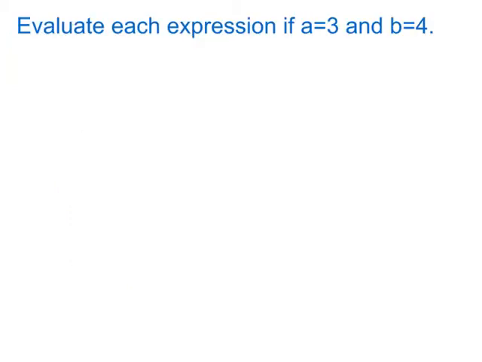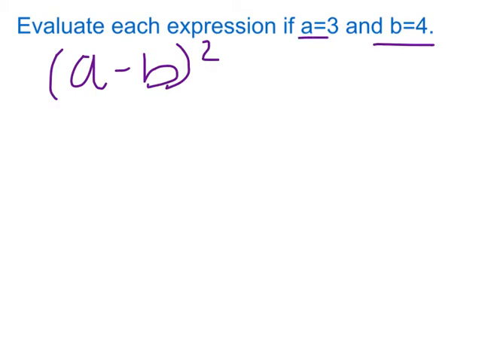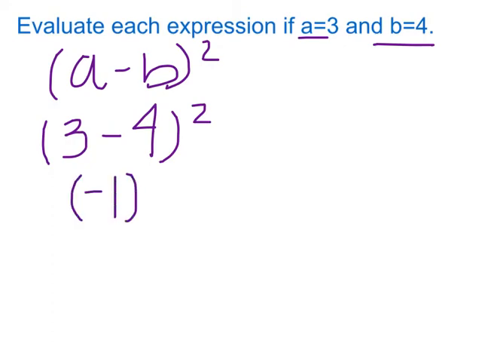One more example. We want to evaluate the expression if a equals 3 and b equals 4. So say we had a minus b squared. They're telling us what a and b equal, so we're going to plug that in. So we're going to plug in 3 for a minus b, which is 4, squared. 3 minus 4 is negative 1, and that is still squared. Negative 1 squared really means negative 1 times negative 1, which is positive 1, because a negative times a negative is a positive. And that is powers and exponents.